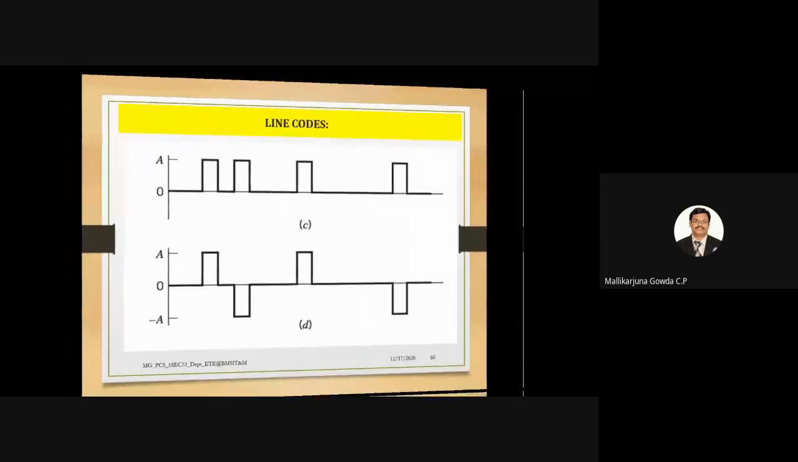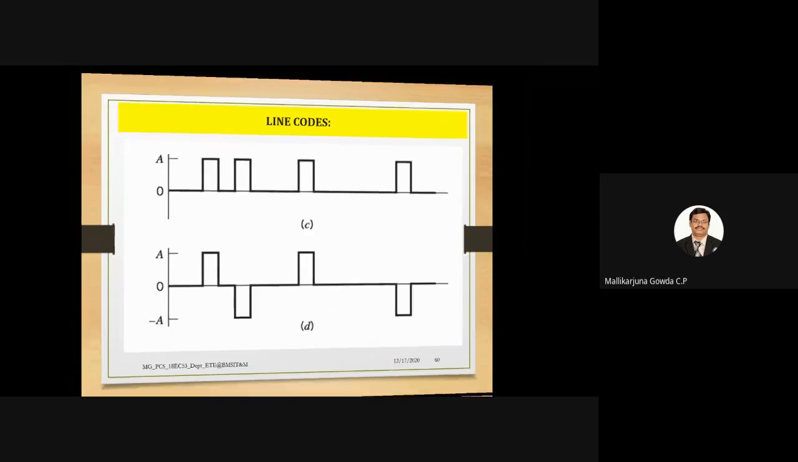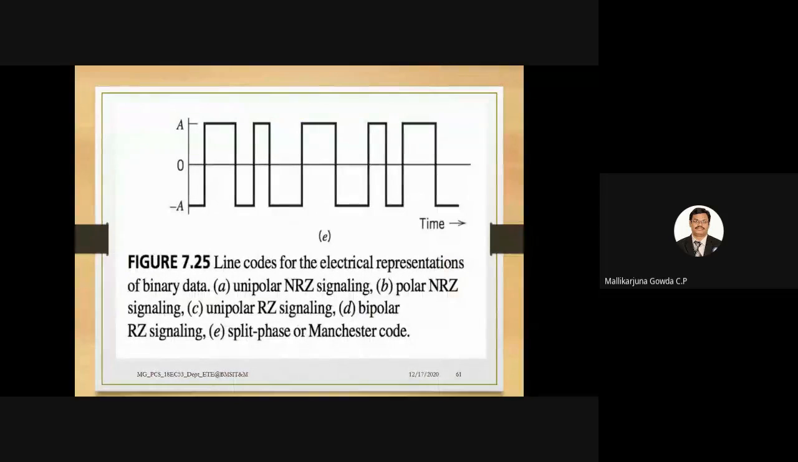Okay, so totally we will be discussing 5 different types of line codes. I will just name them here. One is unipolar non-return to zero. Even we can have unipolar return to zero also. Similarly, next one is polar signal. So here unipolar and polar are important. Unipolar I will explain, and in that again two cases, NRZ and RZ.